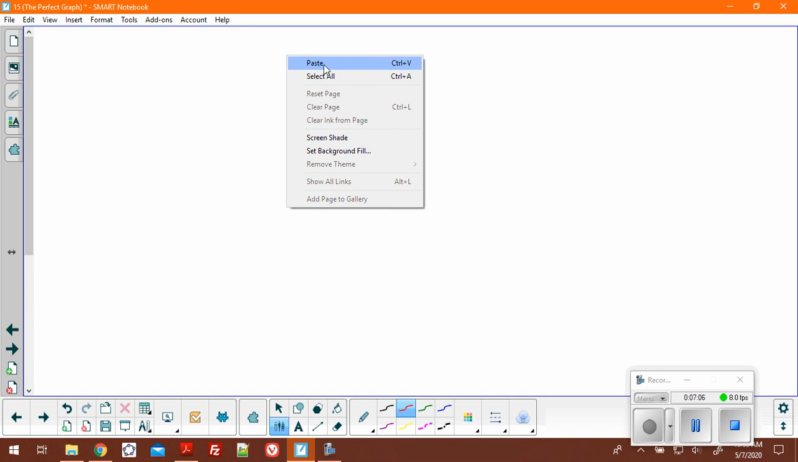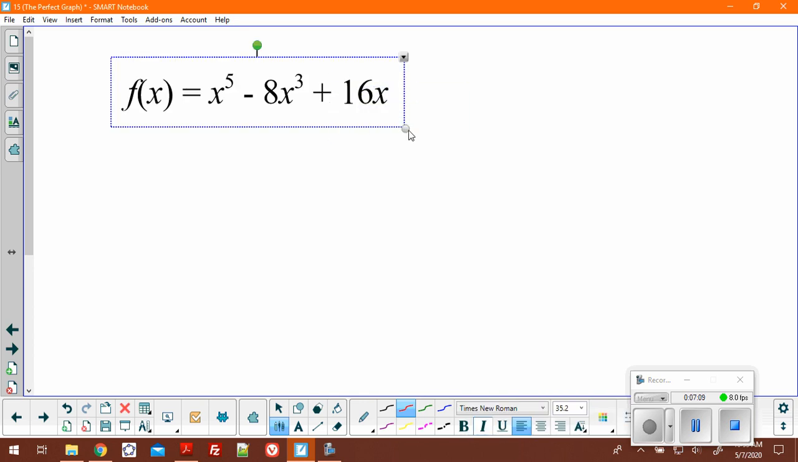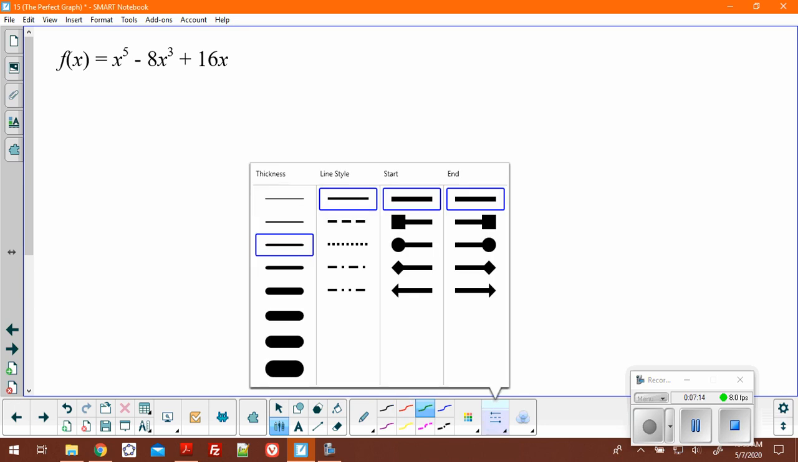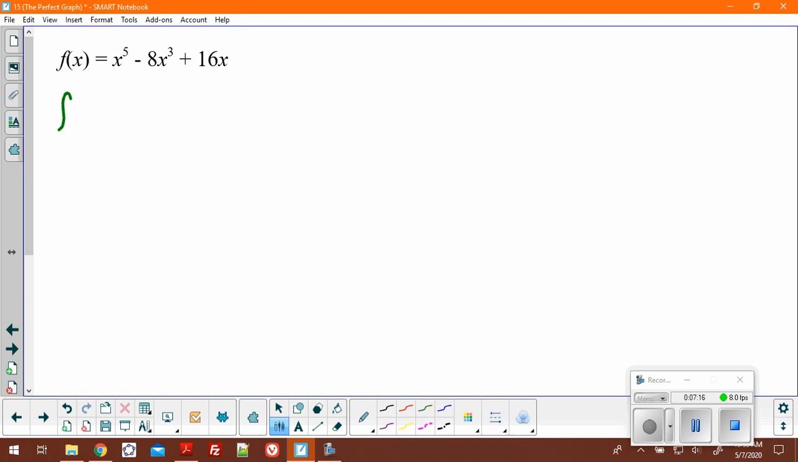Okay, our next two parts here involve the first derivative. So we'll take a step and do our first derivative. So f prime of x is equal to 5x to the power 4 minus 24x squared plus 16. Okay, so now I'm looking at my increase and decrease and my max and mins. So again, I'm going to have to factor this, so I may as well do that now.